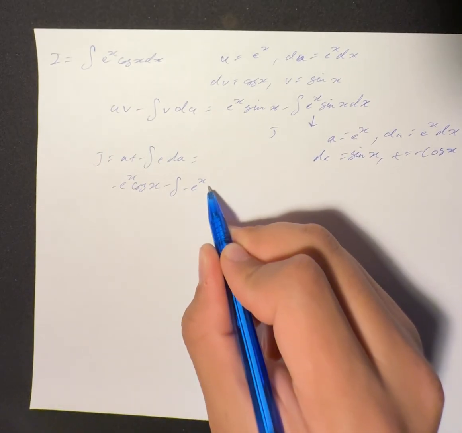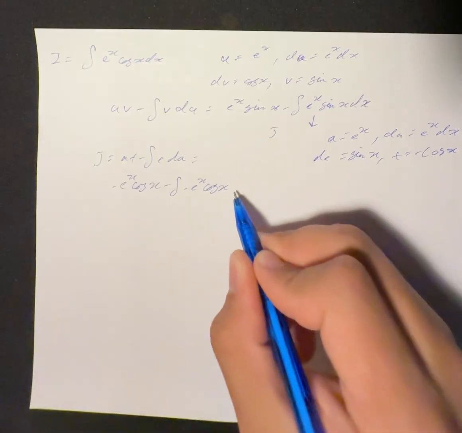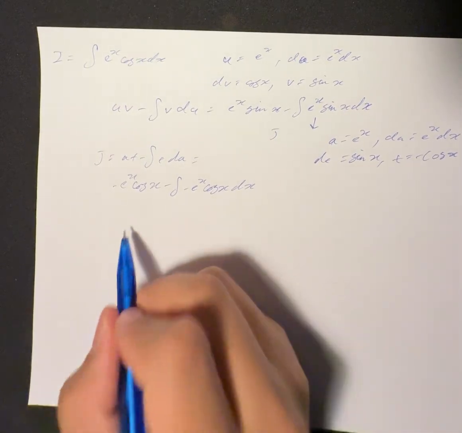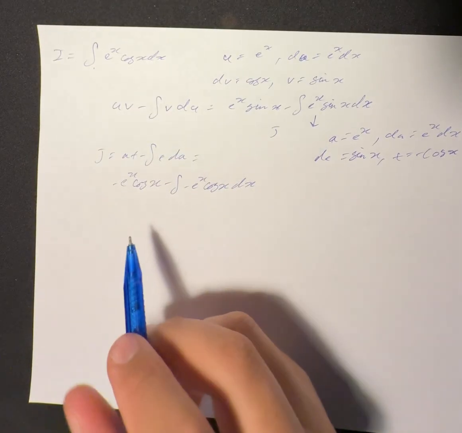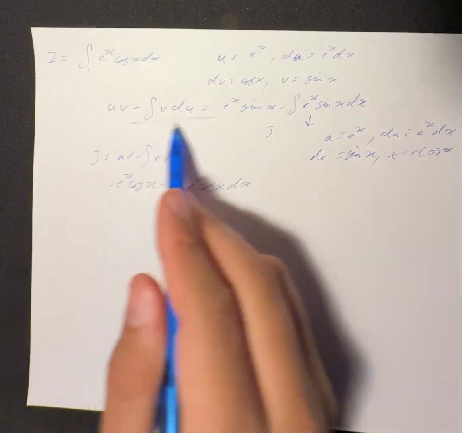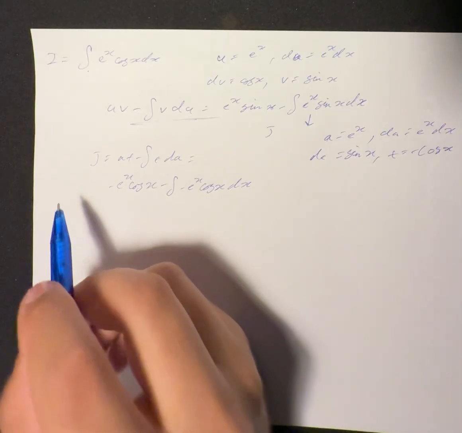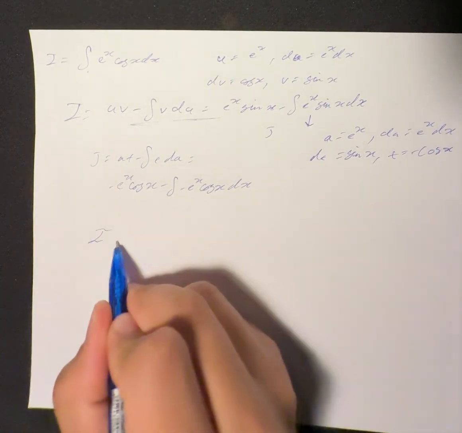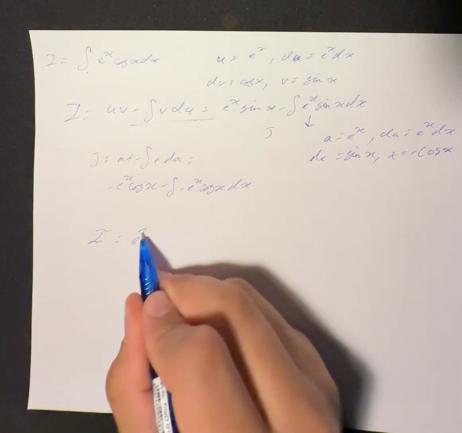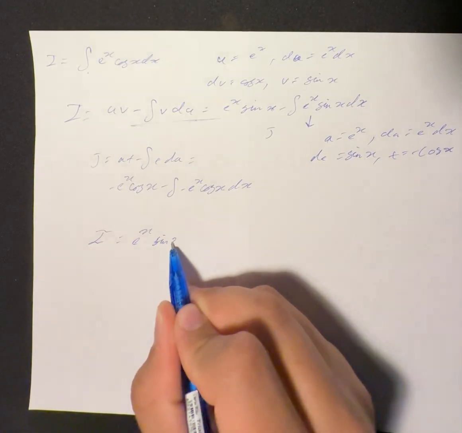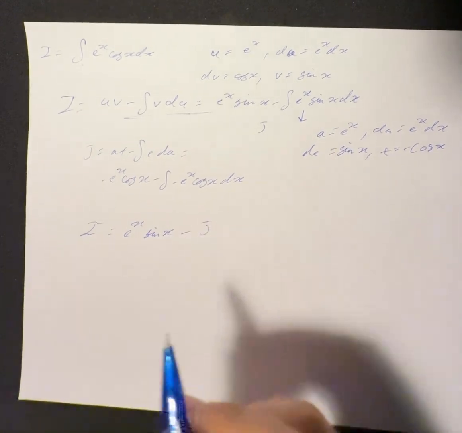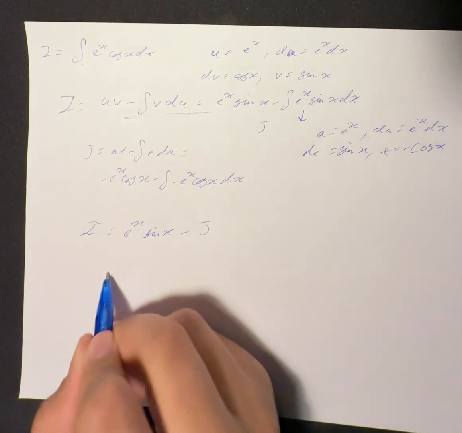the integral of e to the power of x multiplied by cosine x dx. Then we just go back to the first integration by parts, which is also equal to I. Set I as equal to e to the power of x sine x minus J, for example.